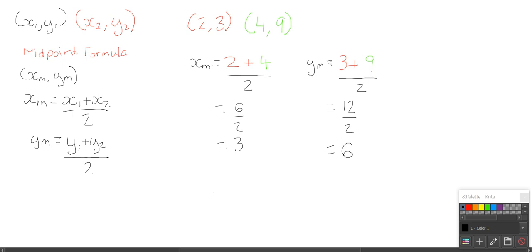So the answer is my midpoint would be equal to, we write it as a set of coordinates, so we need to make sure we have our bracket, our xm coordinate 3, comma, our ym coordinate 6. Okay, so that would be the midpoint here of these two coordinates, 2, 3 and 4, 9.